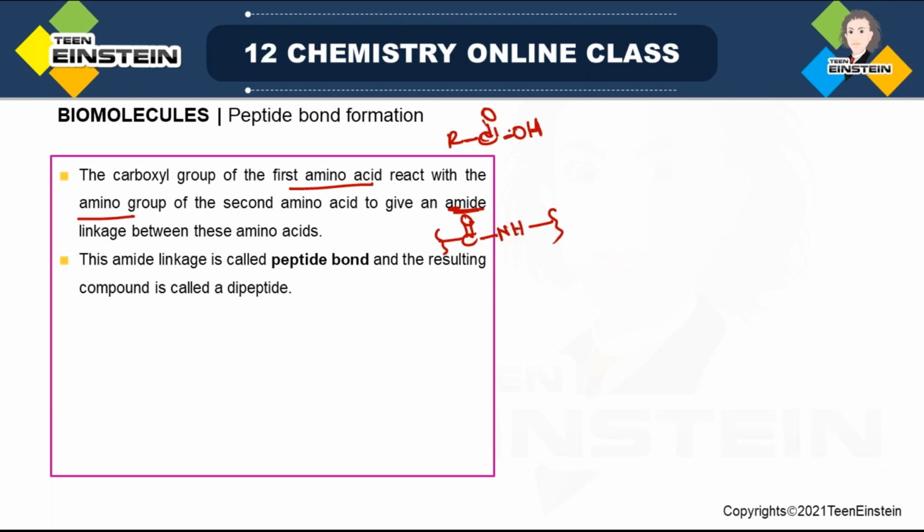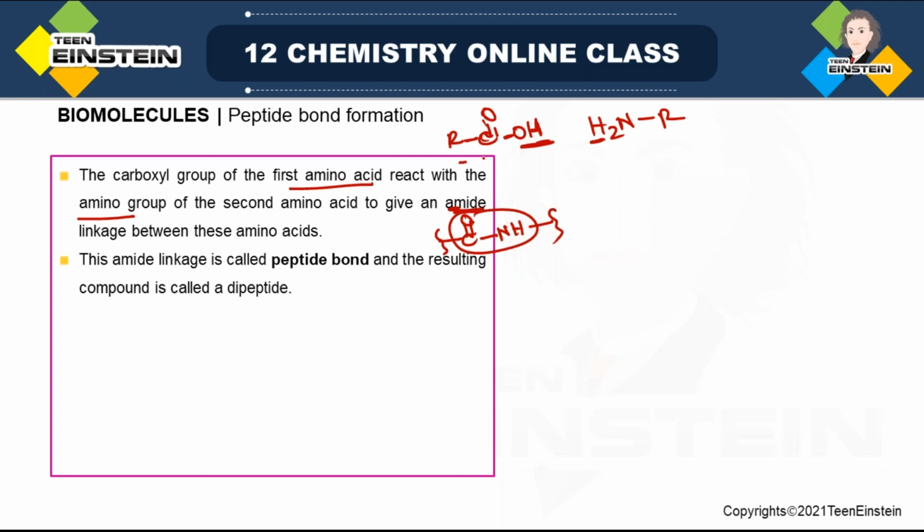Just take any normal carboxylic acid, not necessarily an alpha-amino acid. Another molecule contains RNH2. So under this condition, if you remove this OH and one H from here, what will you get? You will get CONH, right? As if one water molecule is removed. So this is the peptide bond.